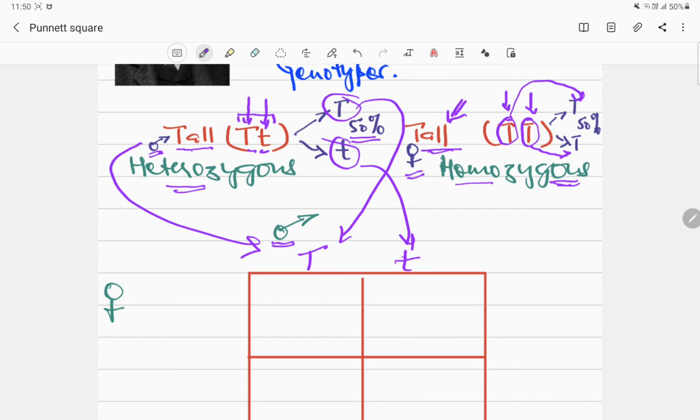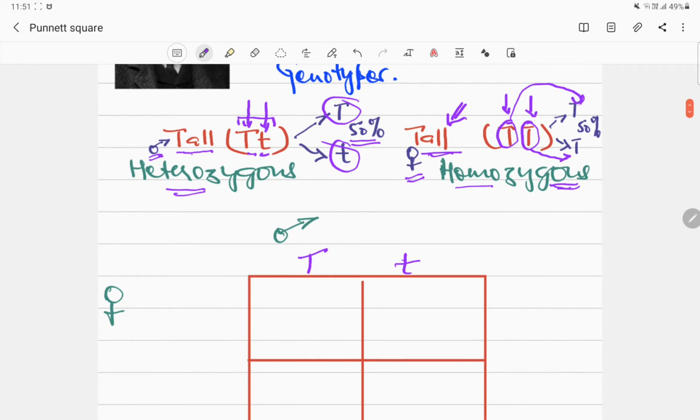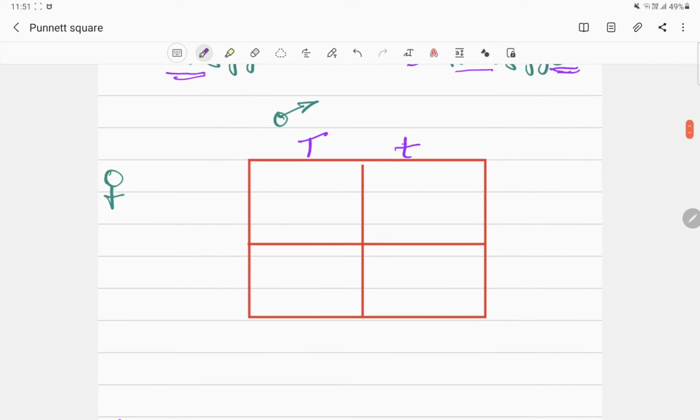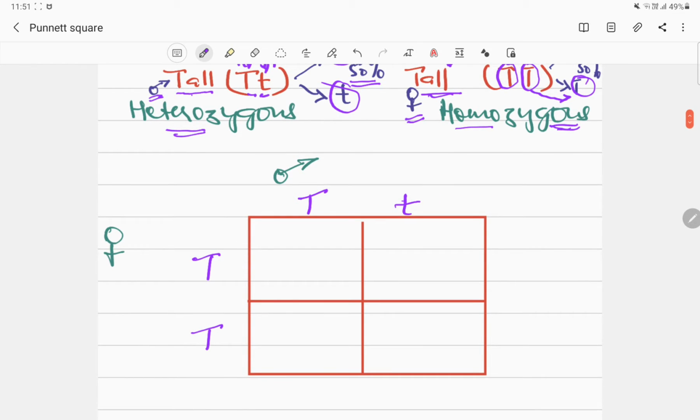Let me clean this up. I hope you've understood this part. Where is what gamete coming from? From the homozygous female parent, the genotype of the gamete is T and T. So half of the gametes have the genotype T, and the other half also has T. So these are basically the genotypes of the gametes that are written on the top and onto the sides.